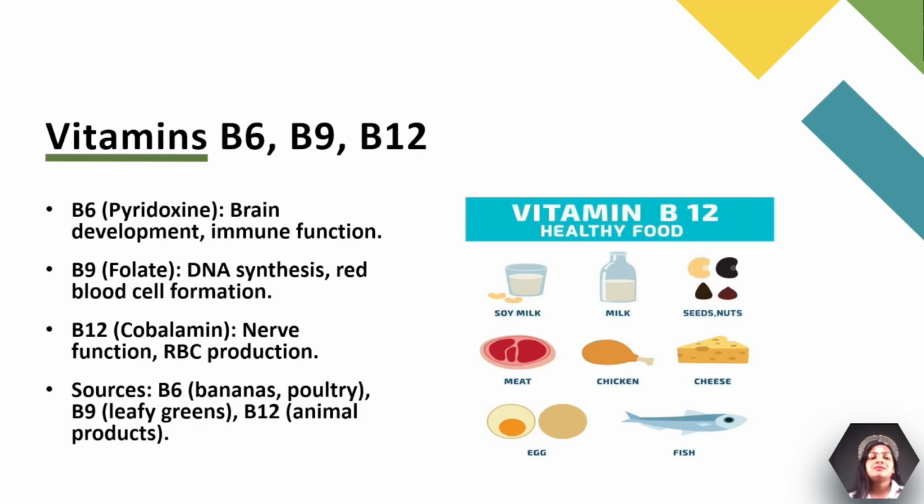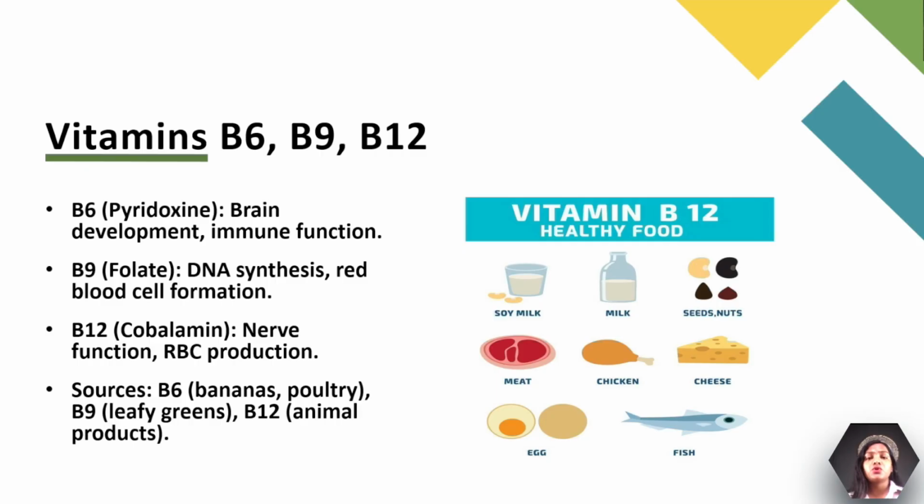Now the next vitamins are vitamin B6, B9 and B12. So the first vitamin from this slide is B6, pyridoxine. It helps in brain development and immune function. Vitamin B9, also known as folate, helps in DNA synthesis and helps in the formation of red blood cells in the body. Vitamin B12, also known as cobalamin, mainly contributes to nerve function and RBC production. So these are the types of vitamins and their roles.